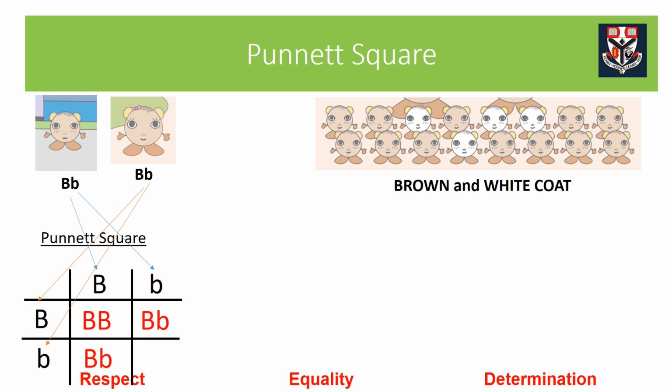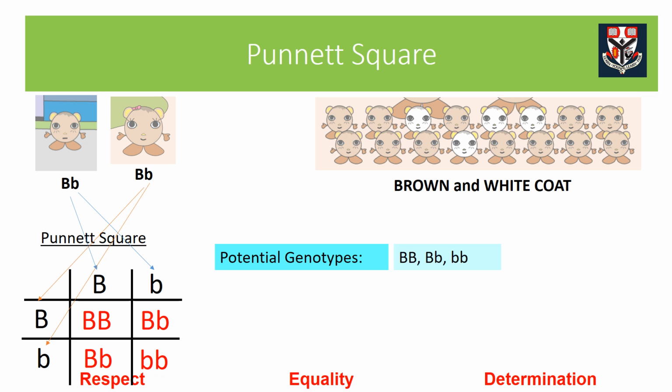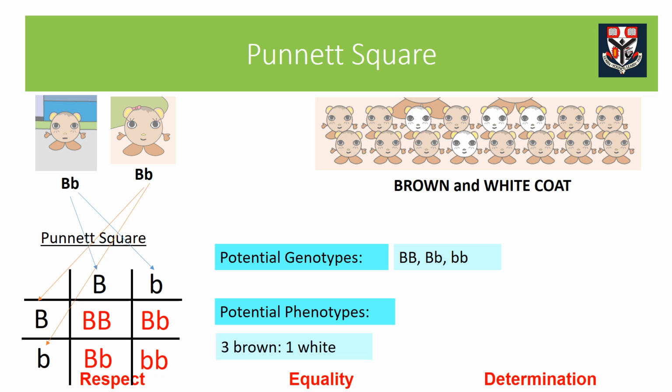But look what happens with the fourth possibility. There is a chance that both parents could pass on a small b to their offspring. That would allow us to see the range of genotypes and phenotypes within the offspring. So the potential phenotypes would be brown to white. For every 4 offspring, 3 would be brown and 1 would be white.